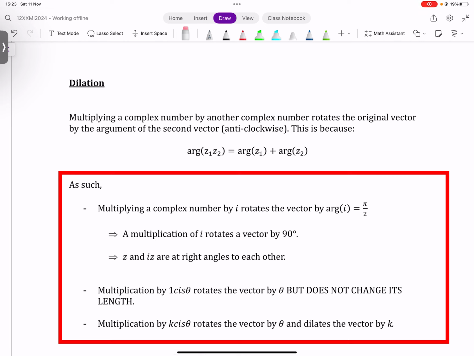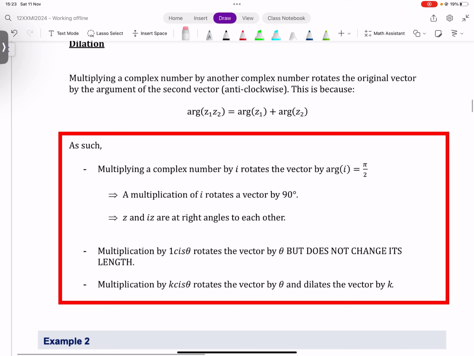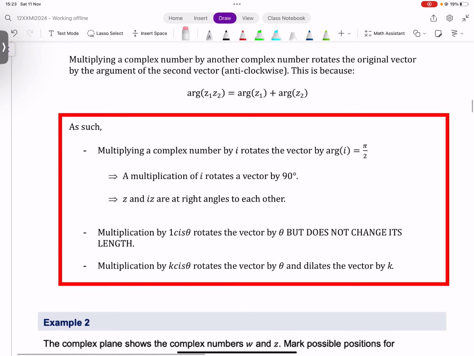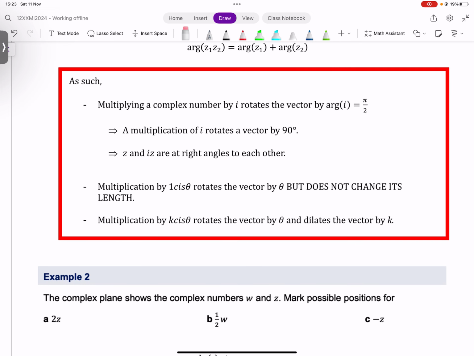All right, dilation. When multiplying a complex number by another complex number, it rotates the original vector by the argument of the second vector anti-clockwise. Now that's because the argument of z1 times z2, remember, is the argument of z1 plus the argument of z2. So as such, some important properties can be derived by this.